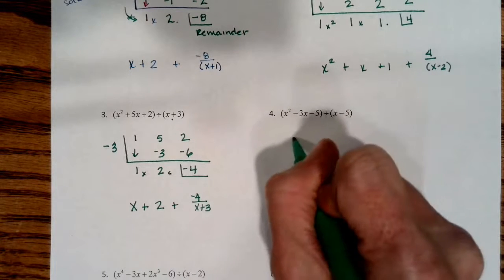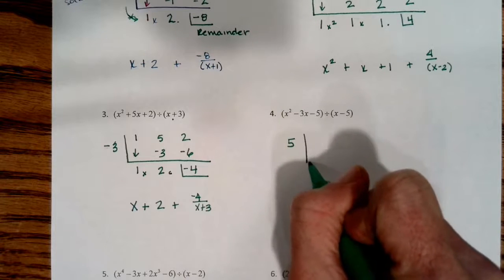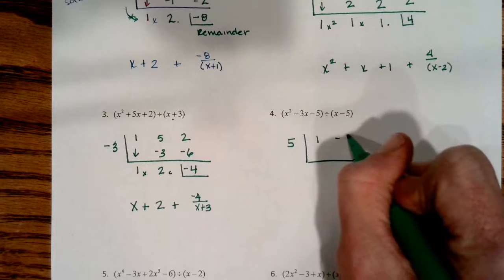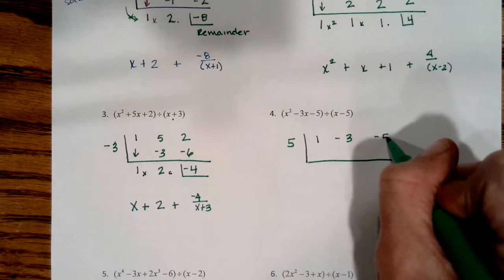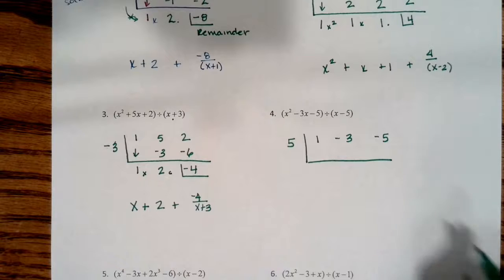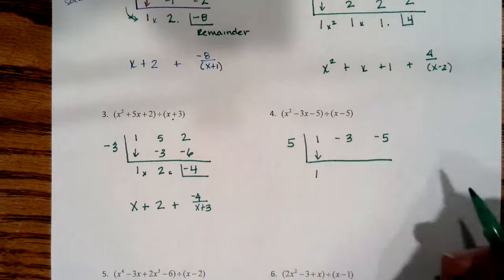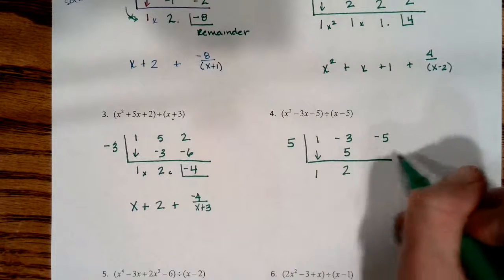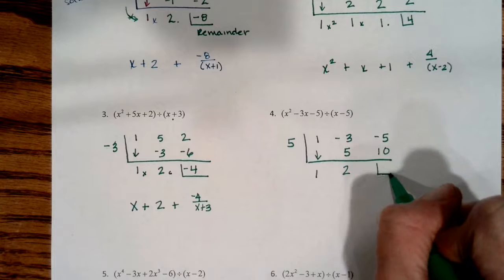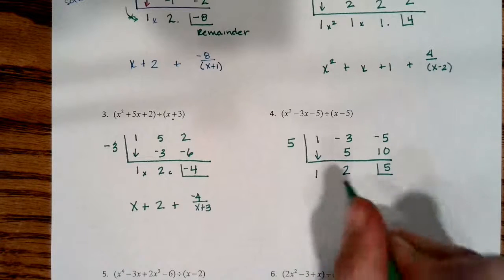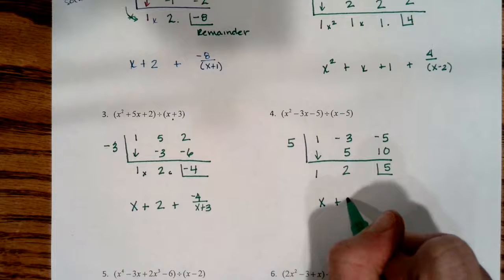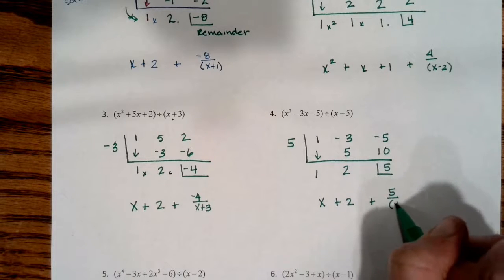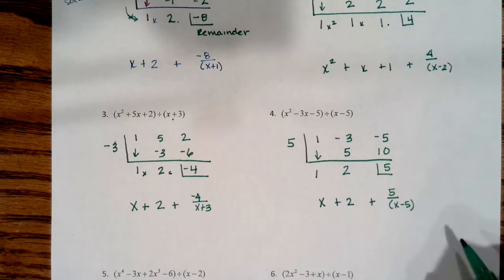Alright, we're not having much luck. Let's see if 5 is a solution to 1, -3, and -5. 1 comes down. 5, +2, 10, and a remainder of 5. That's 1x plus 2 plus 5 over my divisor.